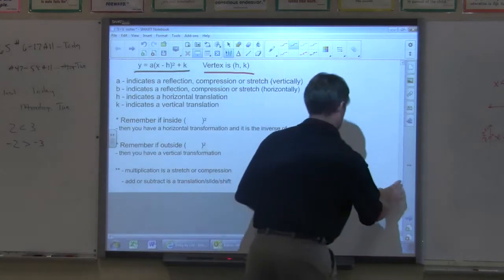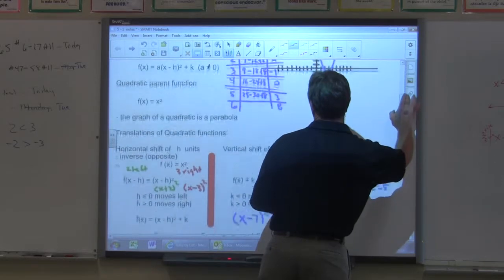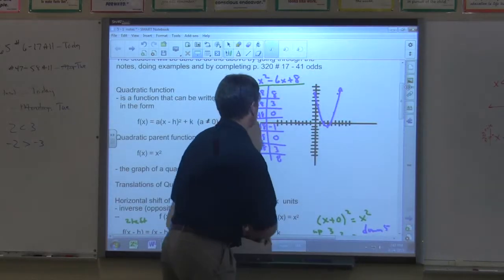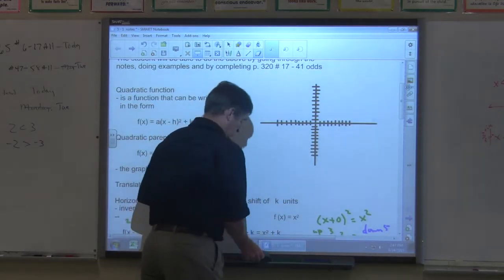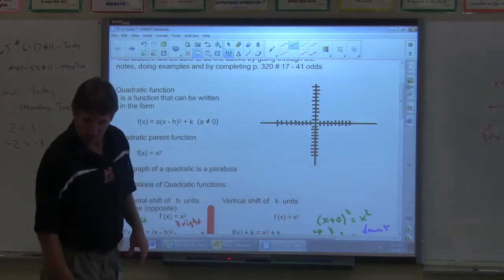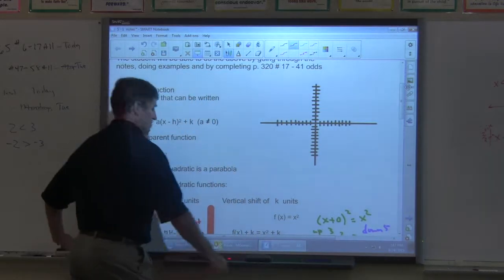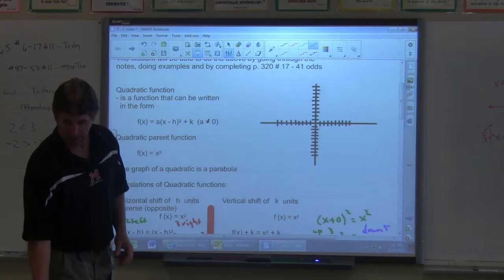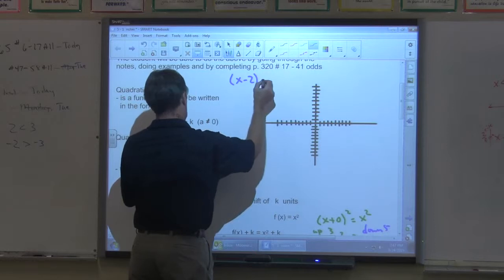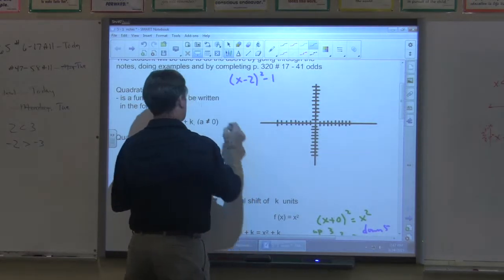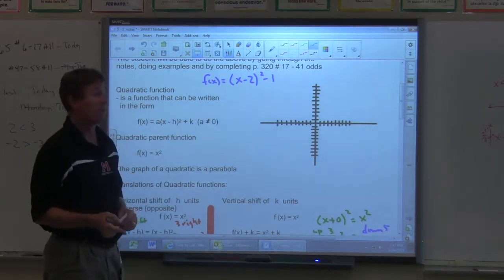So I want to look at some examples of what you're going to have to do on the assignment. I want to use this graph we had up here before. So they're going to ask you to describe and graph. So an example that we have is x minus 2 squared minus 1. Let's say this is f of x. And they're going to ask you to describe the transformation and to graph it.